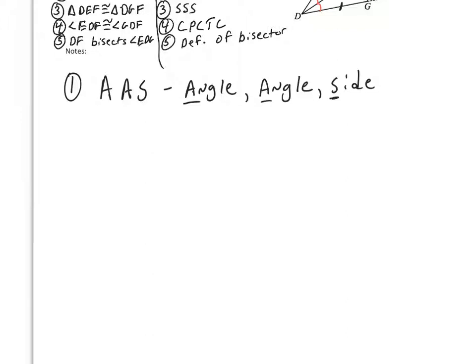So if I do one picture of two triangles, what it would look like for angle, angle, side is this. We would have one pair of congruent angles, we would have another pair of congruent angles, and then a pair of congruent sides. So sort of like that.